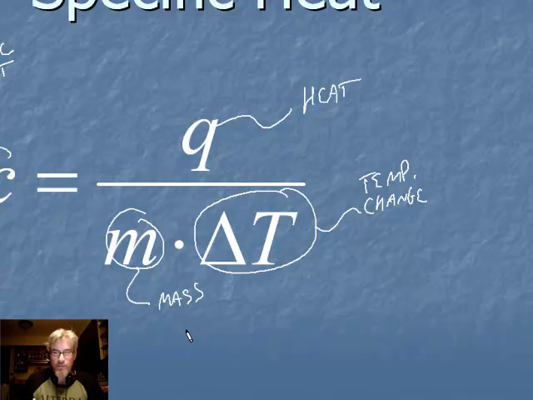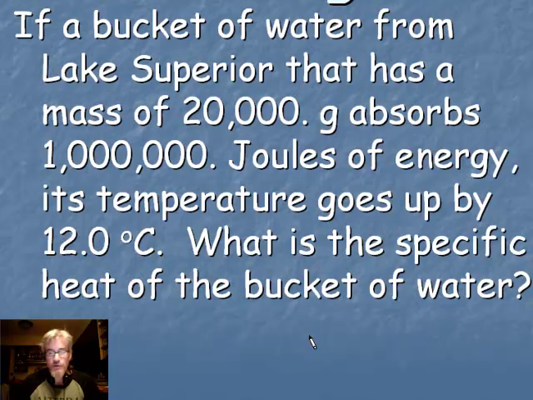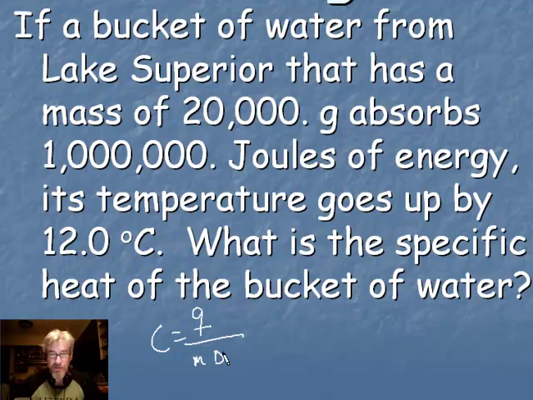So now we have two things to consider in the denominator. How big is it, and how much did the temperature change? Okay, here's another example using Lake Superior. A bucket of water from Lake Superior has a mass of 20,000 grams, and it absorbs 1,000,000 joules, and its temperature goes up by 12 degrees C. What's the specific heat of the bucket of water? Well, specific heat is Q divided by mass times change in temperature. Heat, mass, change in temperature.